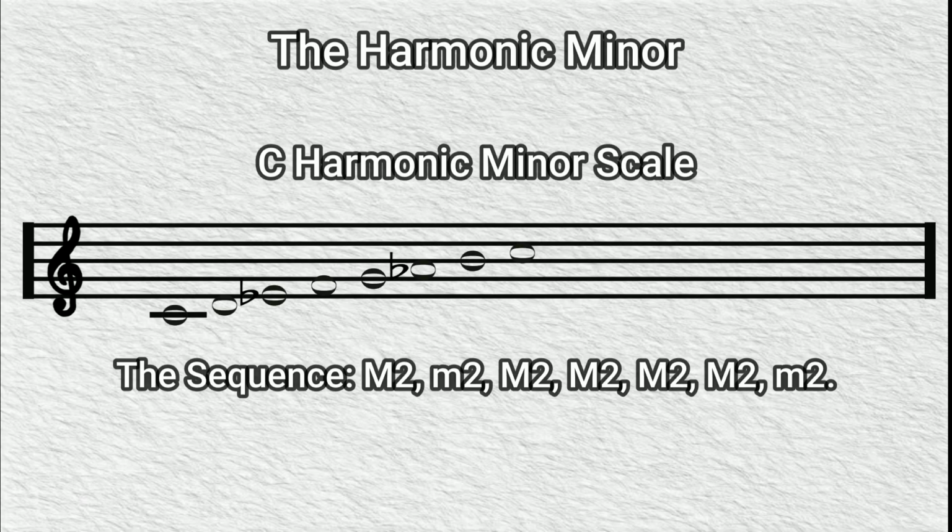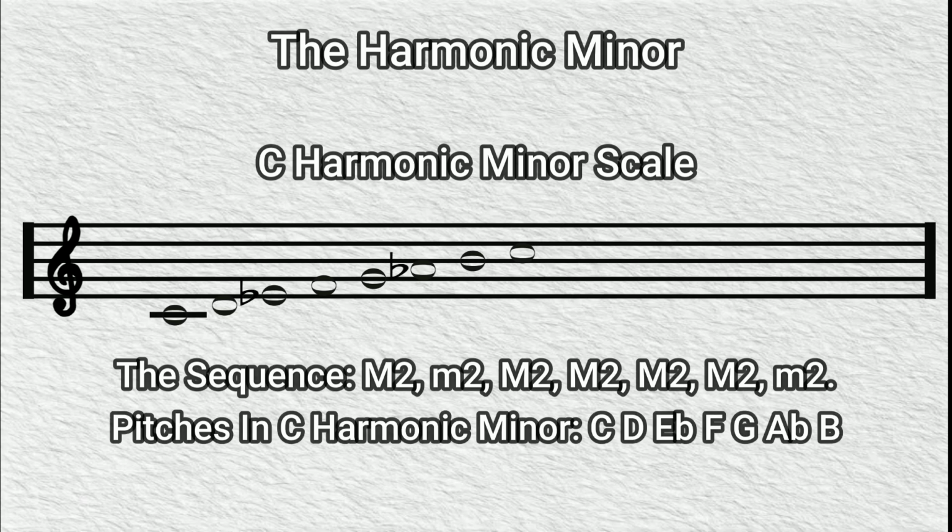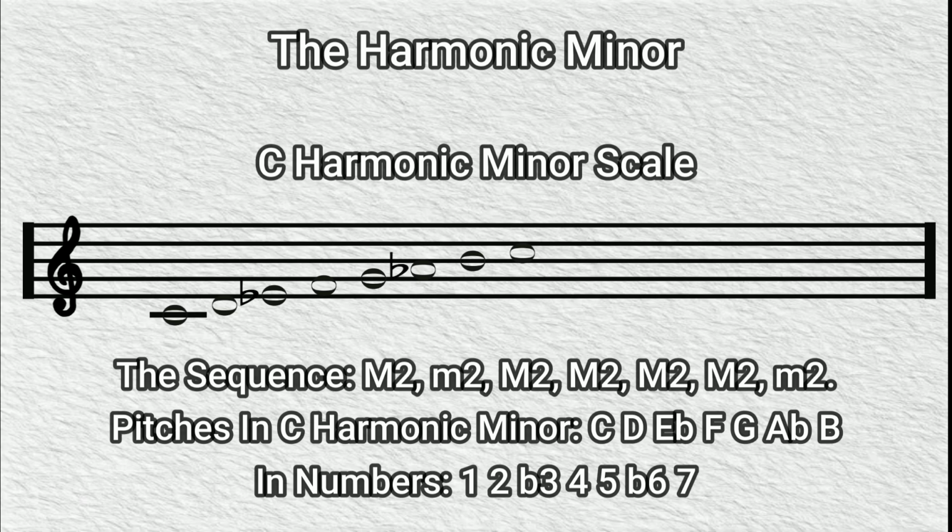The sequence of intervals of the harmonic minor scale is major second, minor second, major second, major second, minor second, augmented second, and a minor second. Ascending, the C minor version of the harmonic minor scale is structured like this, and the notes would be C, D, E flat, F, G, A flat, B. In numbers that would be 1, 2, 3 with a flat, 4, 5, 6 with a flat, and 7th. And that's how it sounds.